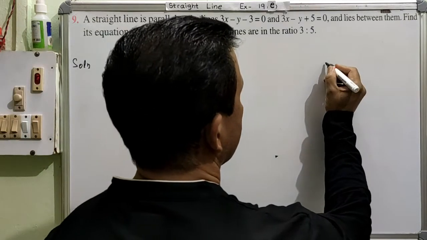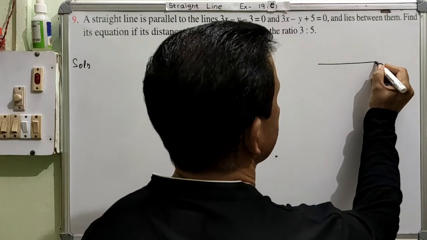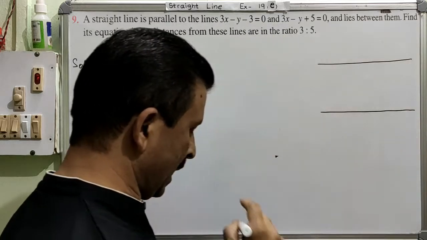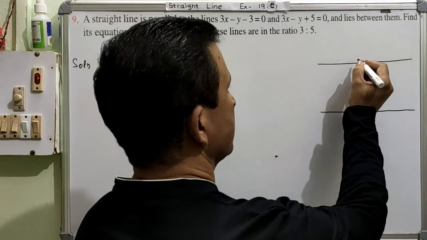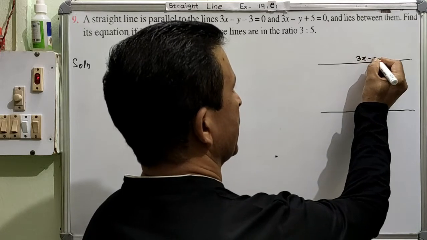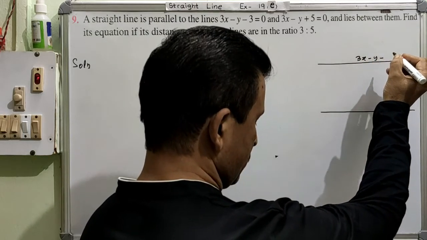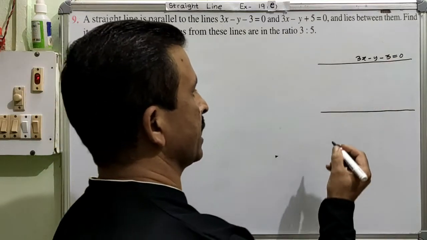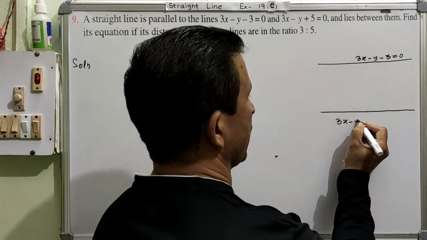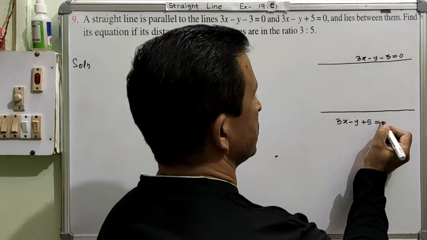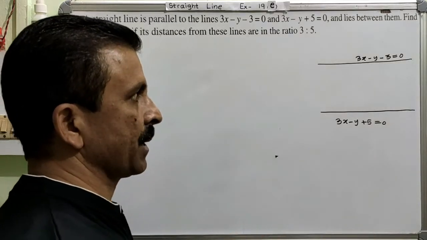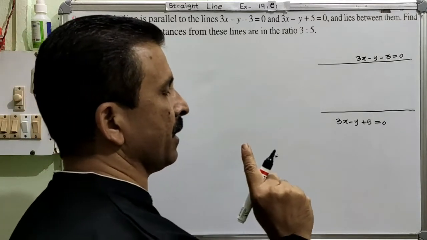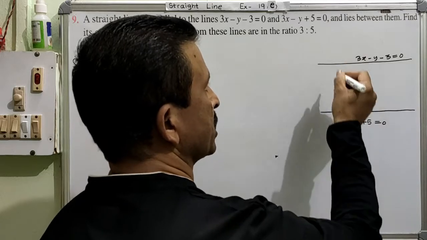We are given the two parallel lines. This is one of the parallel lines and this is another parallel line. The first equation is 3x minus y minus 3 is equal to 0. Another equation we have is 3x minus y plus 5 is equal to 0. So we are given these two lines and these two lines are parallel. Is this very clear? Now we have to find the equation of a line that is parallel to these two.